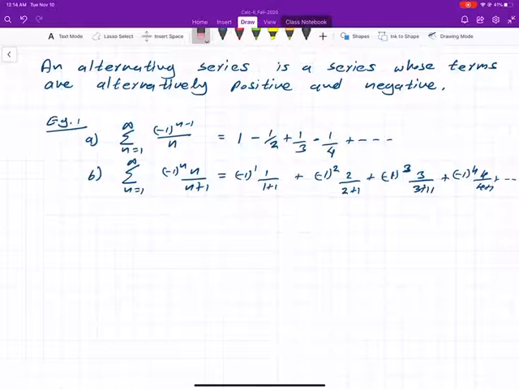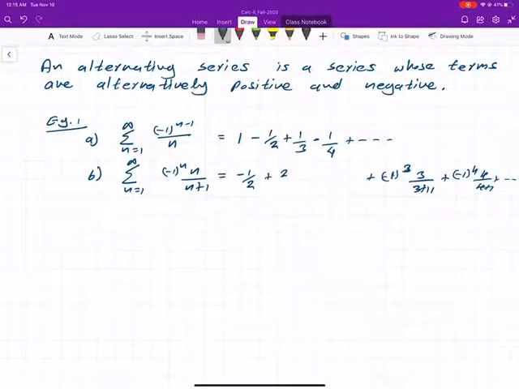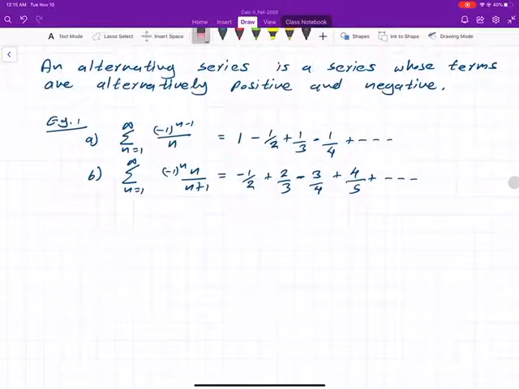So let me simplify this. Negative 1 to the power 1 is negative 1 over 2, and then negative 1 to the power 2 is plus 1, and then this is 2 over 3, and here negative 1 to the power 3 is negative, and 3 over 3 plus 1 is 3 over 4, and finally it is plus 4 over 5. So those are the first four terms of the next series.